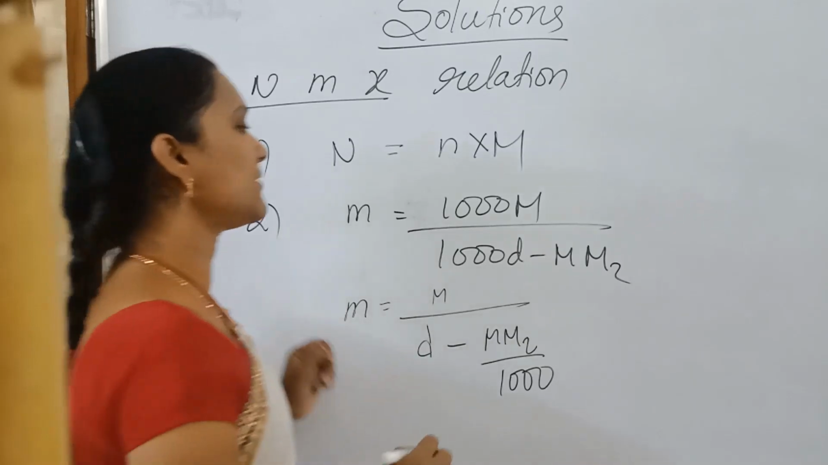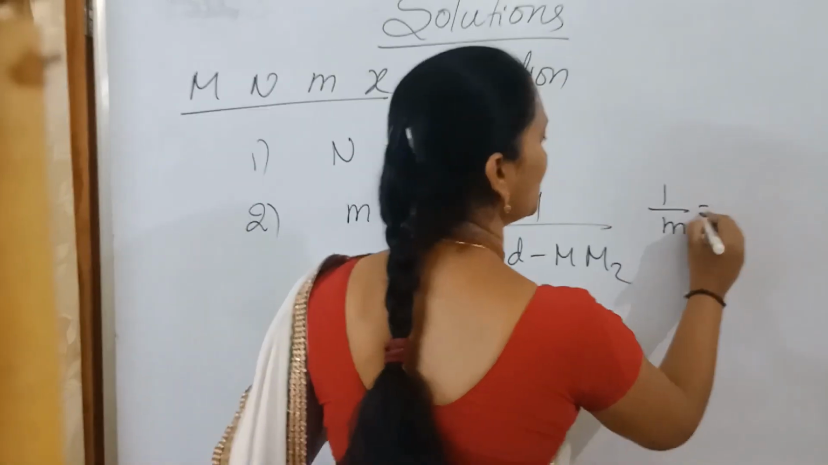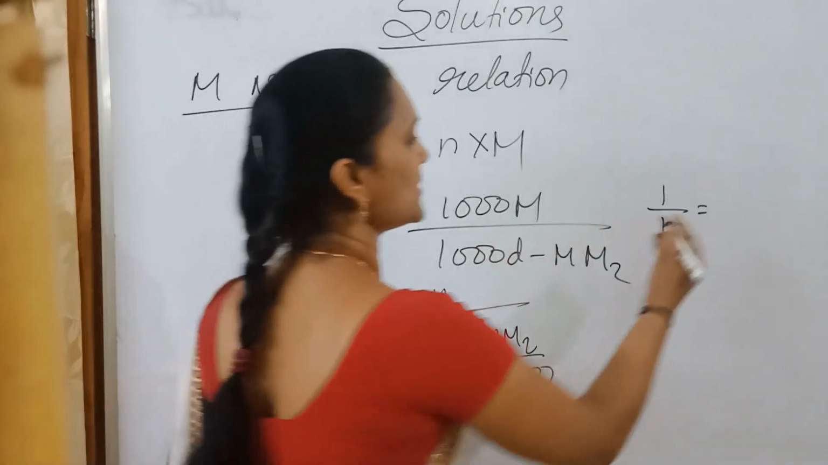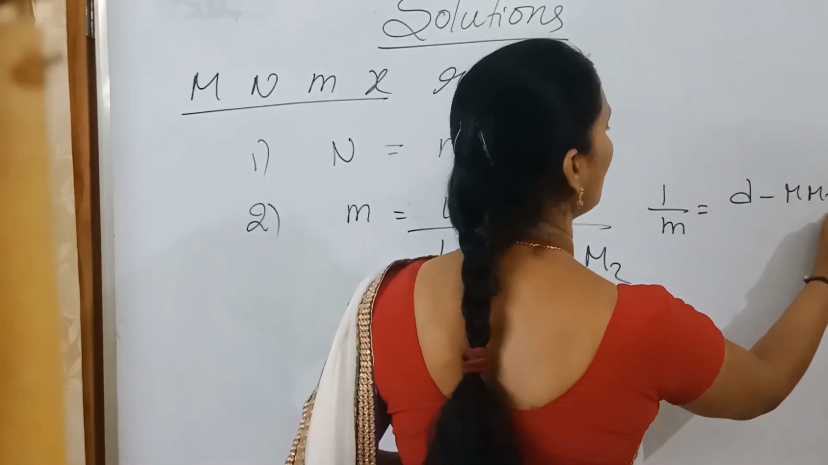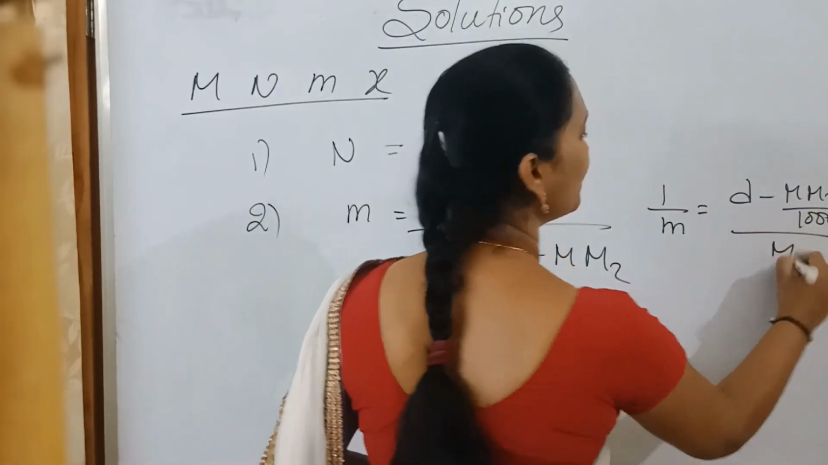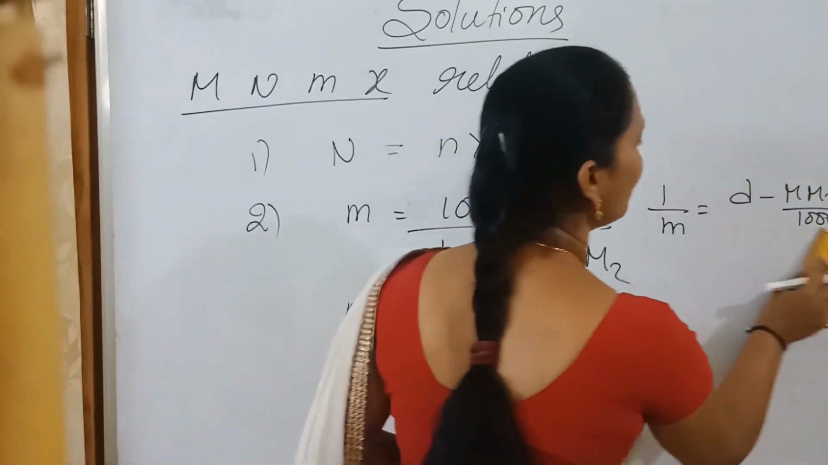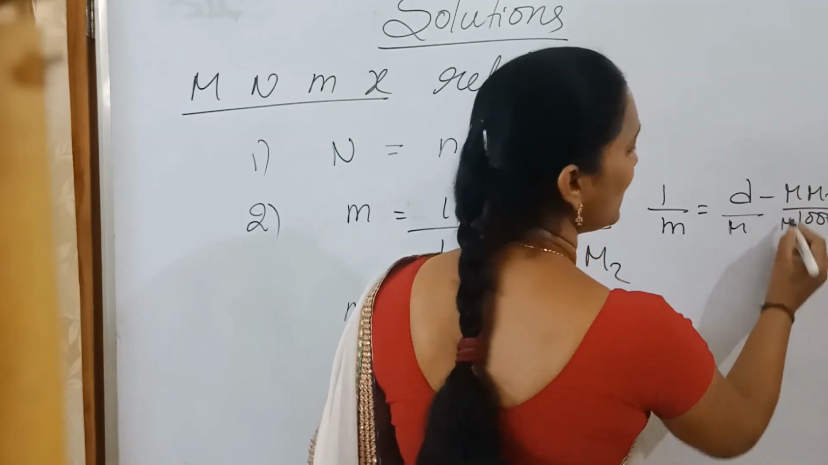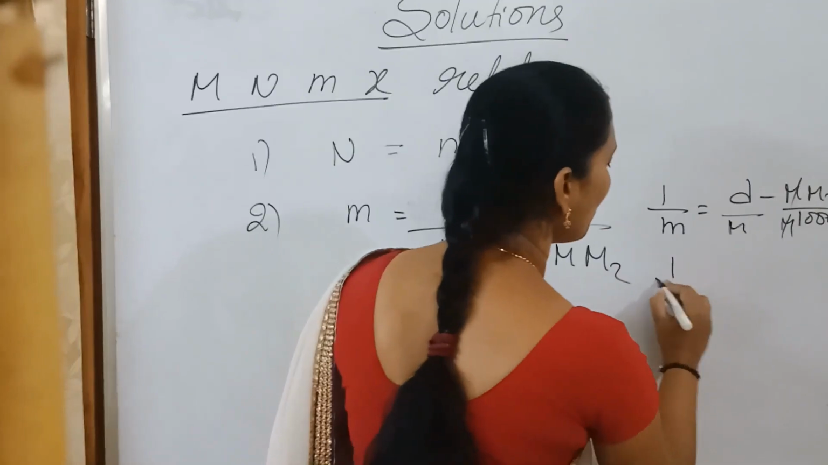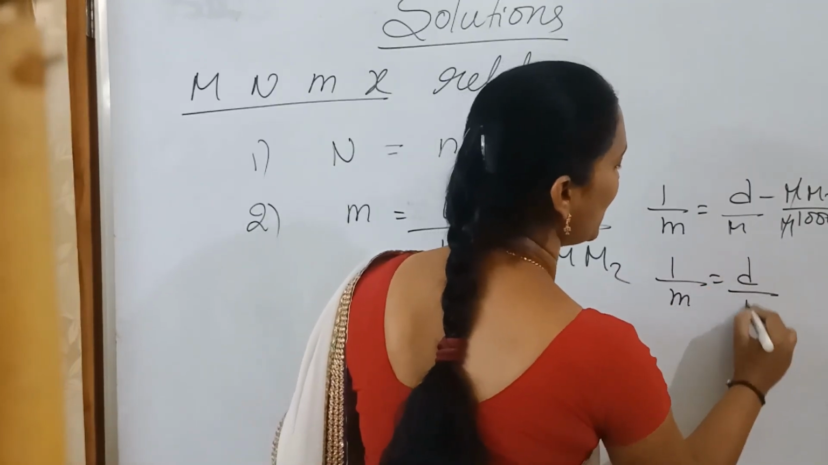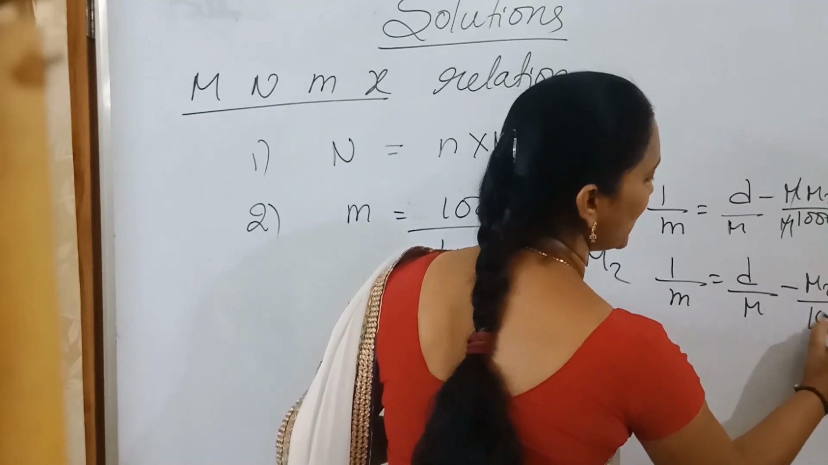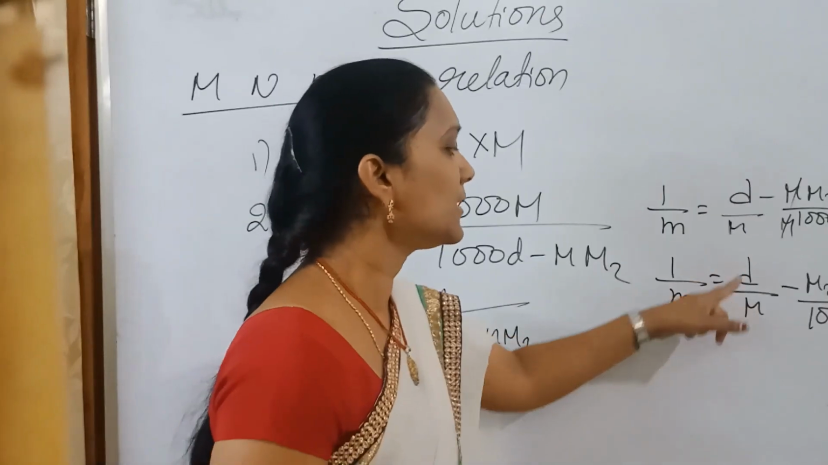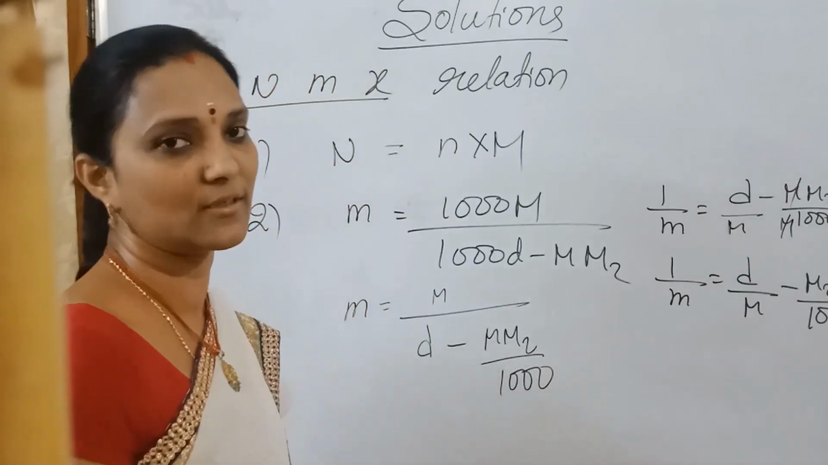Otherwise, they will give an option like 1 by m equal to something. Now change this one: (d minus M M2 by 1000) by M. That is d by M minus 1000 M2... by 1000 M, and M cancels. So now the formula is 1 by m is equal to d by M minus M2 by 1000. If this formula is given, it is also a correct relation. Yes or no? 1 by m is equal to d by M minus M2 by 1000. This option is also correct.